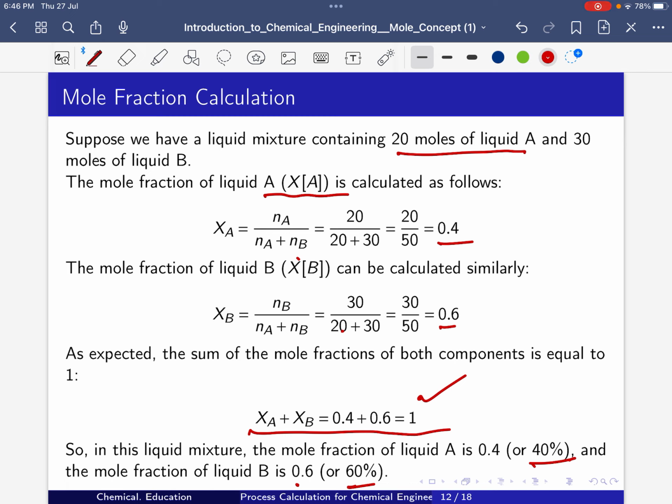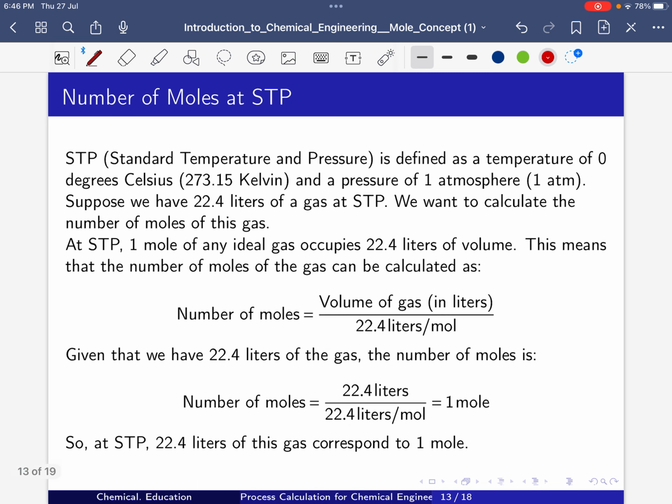That means in the liquid mixture, 40% A is there and 60% B is there. So if we know the mole fraction, we can convert it to percent. If we multiply it by 100, that will be the percentage in that mixture. Now here, number of moles at STP.